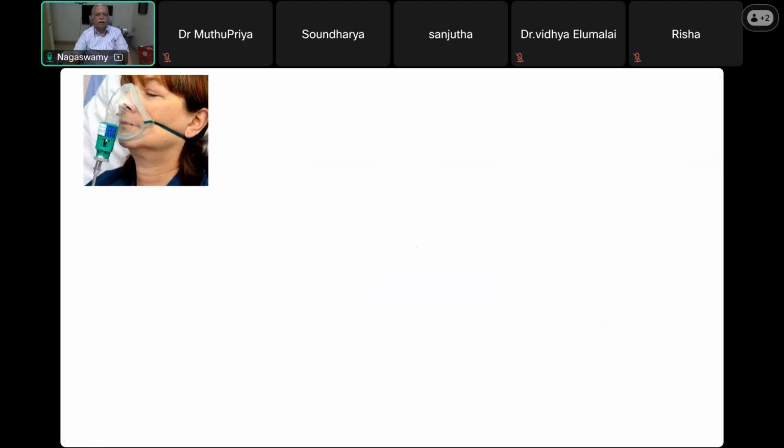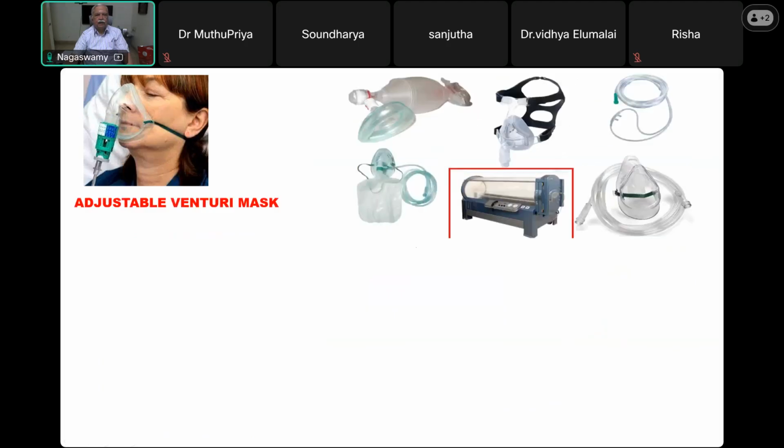This is an adjustable venturi mask. So what is the principle of venturi? It entrains air and dilutes that. So you must be able to know what the various color codes are and what is the maximum percentage that you can develop. So you have to identify all this. Can you identify this one?